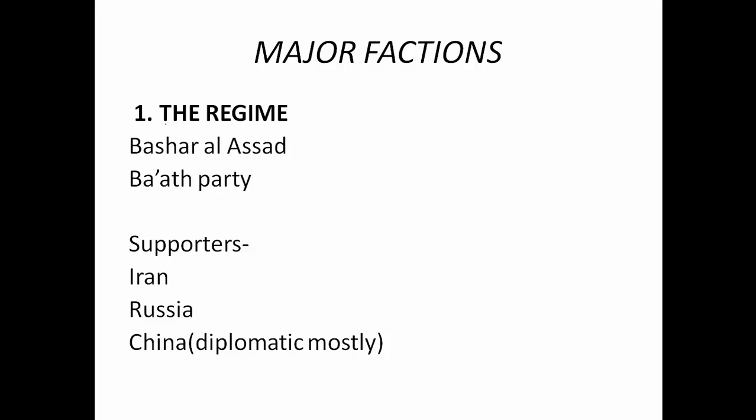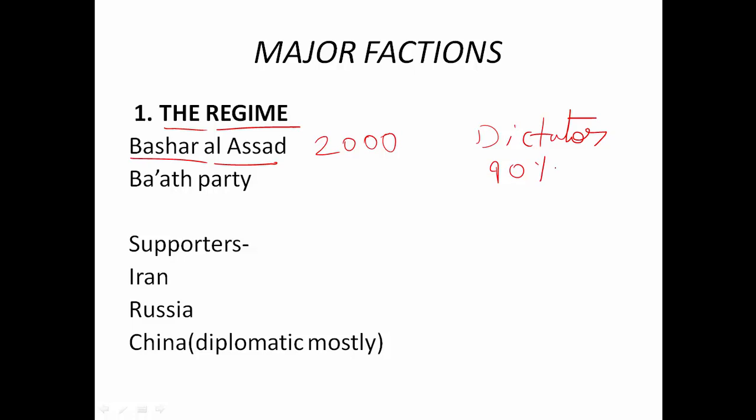First is the government, the regime. I will also refer to this as regime in the future. This is headed by Bashar al-Assad. He has been the president since 2000. He is an authoritarian and is often considered a dictator. Although there were elections, no one stands in front of Bashar al-Assad, and he always wins the elections by more than 90% vote, sometimes 90, sometimes 95%.